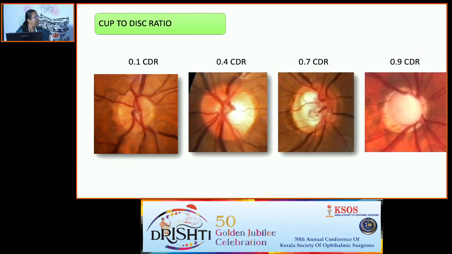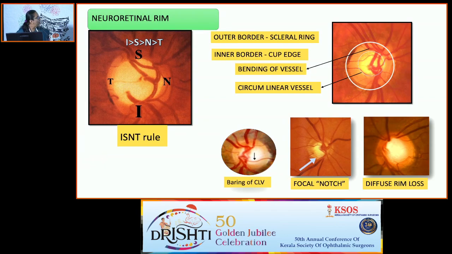That is the comparison of the vertical disc diameter to the cup diameter, and for a larger disc, a larger cup is normal, but 0.3 to 0.5 is considered normal. Now, neuroretinal rim: you look at the ISNT rule, that is the inferior rim is more than the superior rim, and that is more than the nasal and the temporal, and whether the rule is broken.